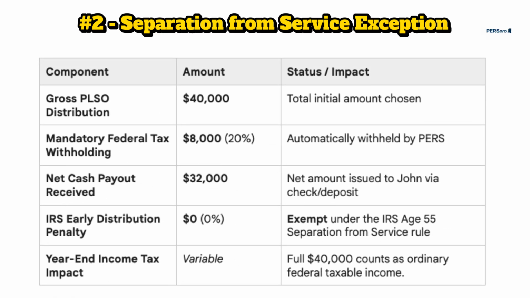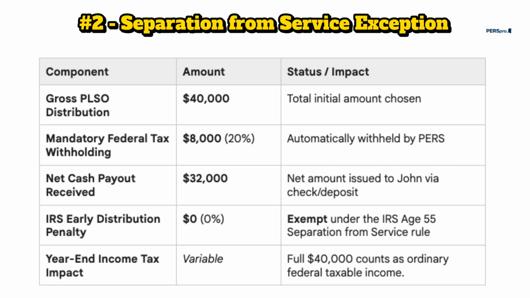Tax implications: like Sarah, because John is taking direct cash, PERS must legally withhold the mandatory 20% baseline federal income tax withholding. The math in this case: $40,000 times 20% equals $8,000 withheld. John receives the remainder, $32,000, in cash.